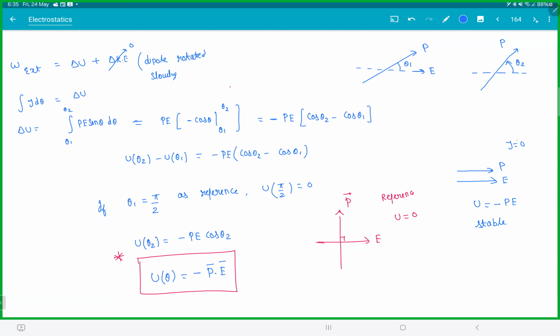Torque is 0 because both are parallel. This is stable equilibrium. Suppose P bar and E bar are in the opposite direction. Torque is still 0, but this time the potential energy is plus PE. This is an unstable equilibrium. Even a little disturbance, it will rotate. Whereas in the first case, theta 0, it would oscillate in SHM for small theta.